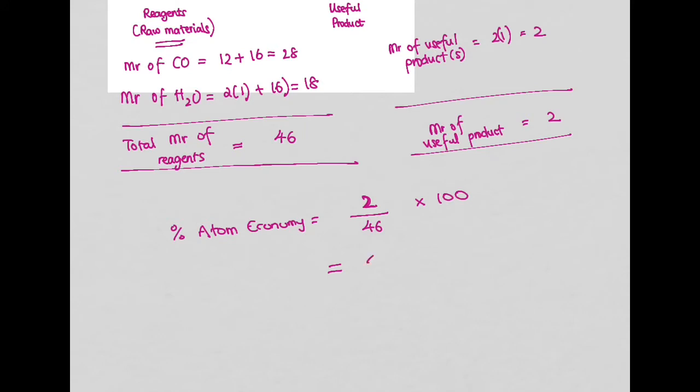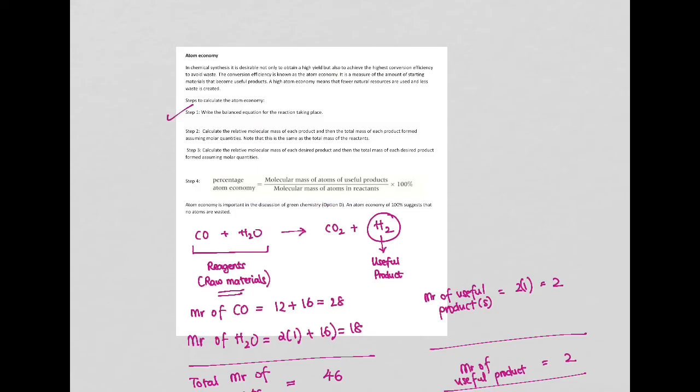So this is 4.3%. Now, as you can see, this one is a very low percentage, which means that we have a lot of wastage that is happening. So this reaction is not an effective way to produce hydrogen because we have lots of waste.